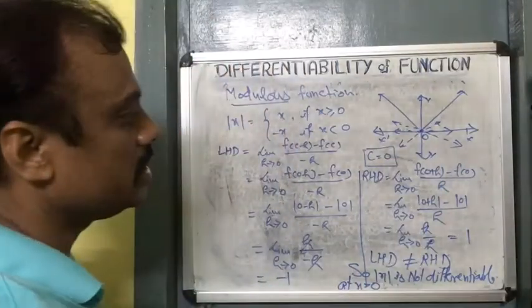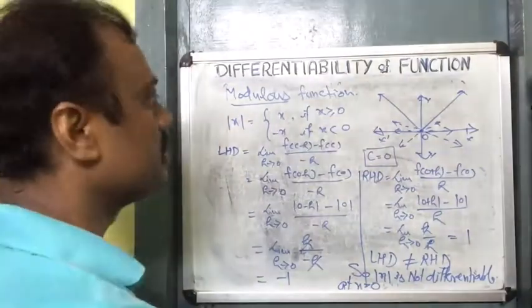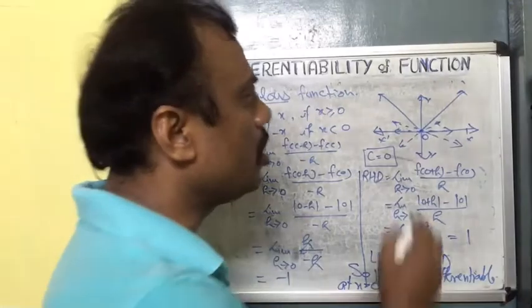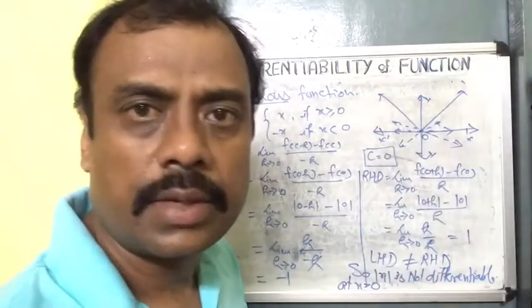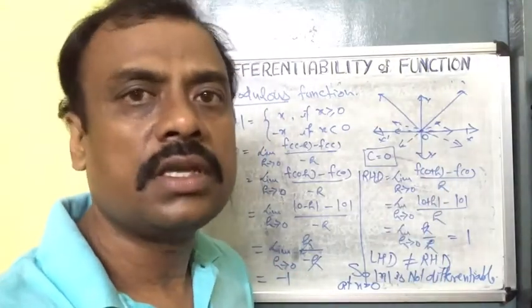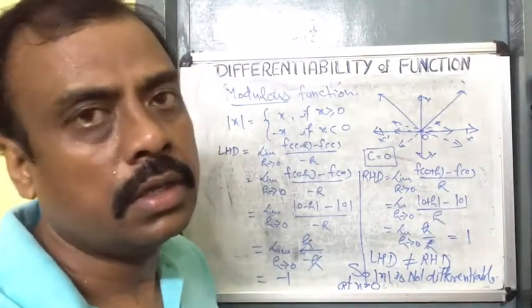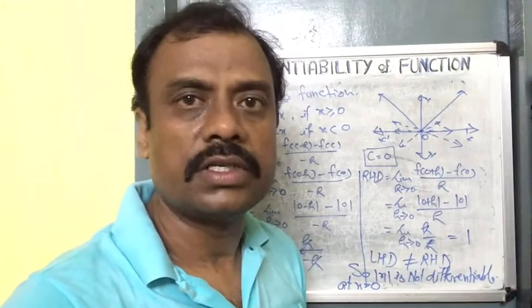What may be the other reason of not differentiability? There may be one more reason, that function is not continuous at that point, means function is broken there. So at that point also the given function is not differentiable.